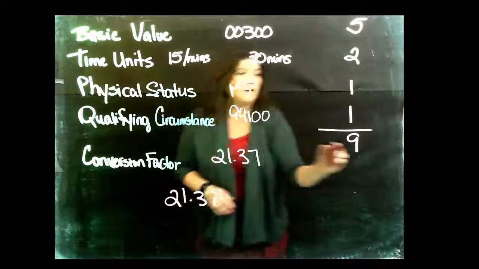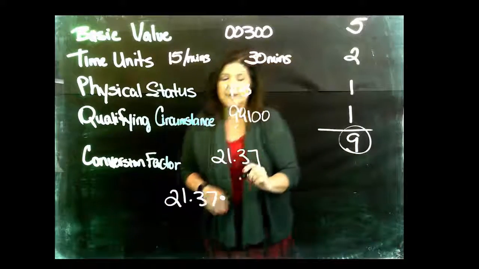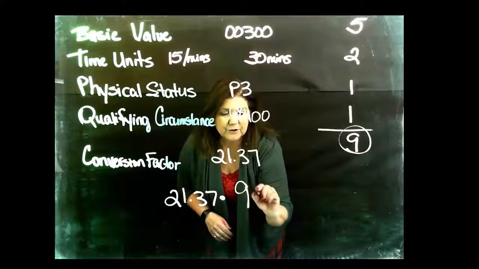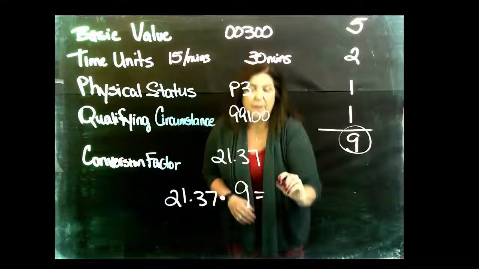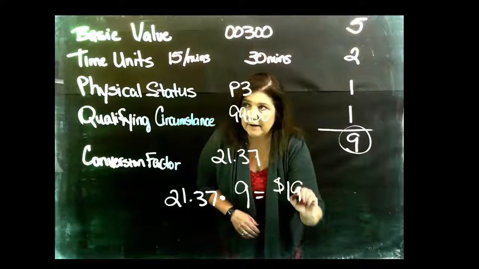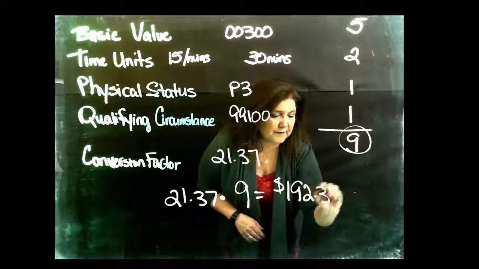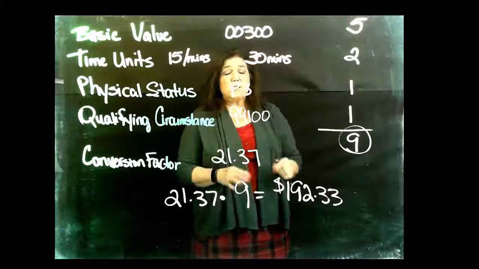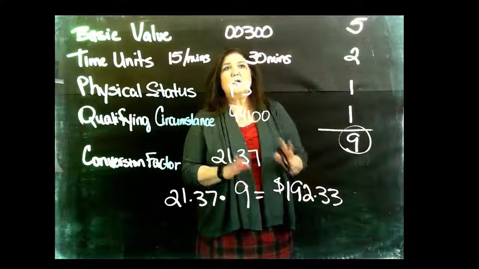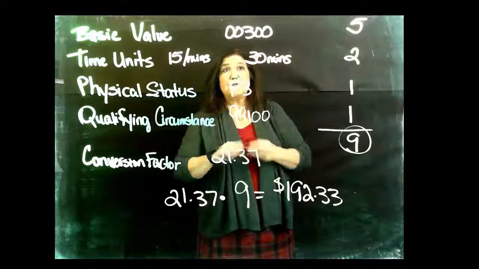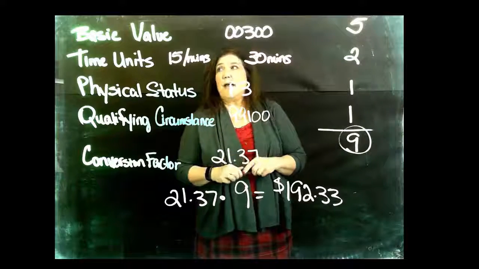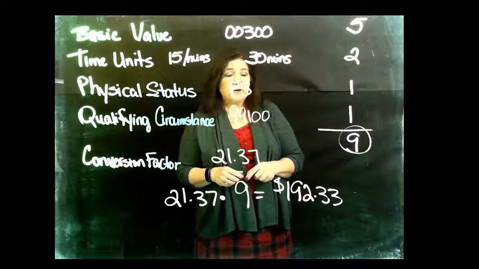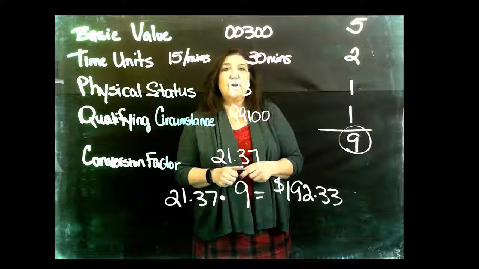So what I simply need to do is take my conversion factor of 21.37 and multiply it by the total units that I calculated for my patient, and when I do that, I come up with $192.33. So the fee that the anesthesiologist will charge the patient for being under anesthesia for 30 minutes with a CPT code of 00300 is $192.33.